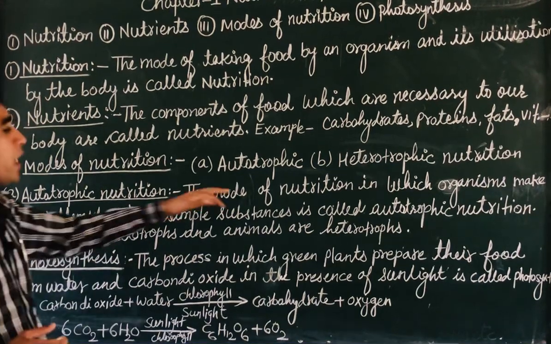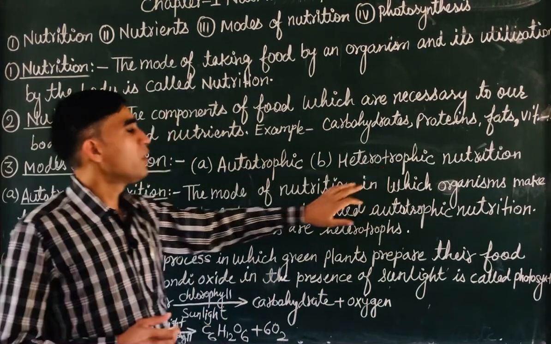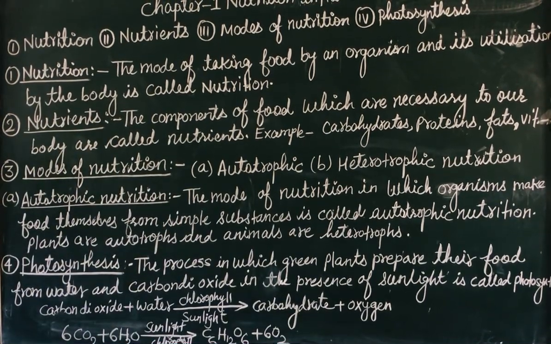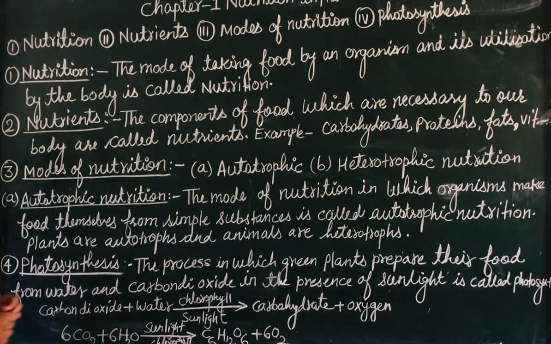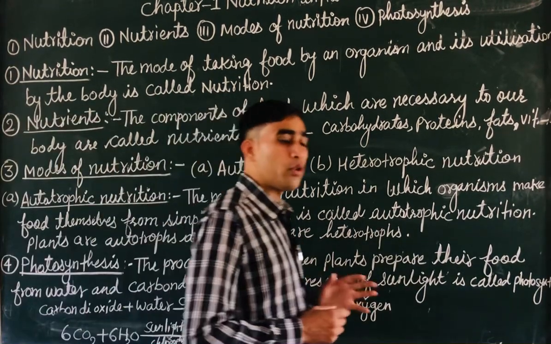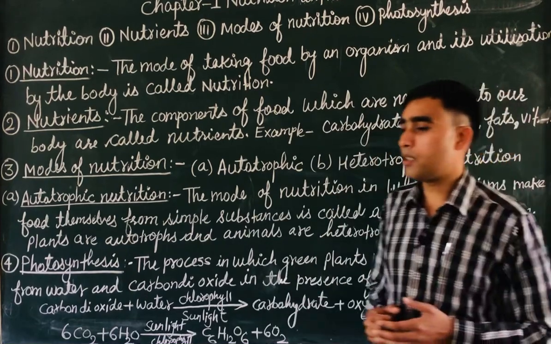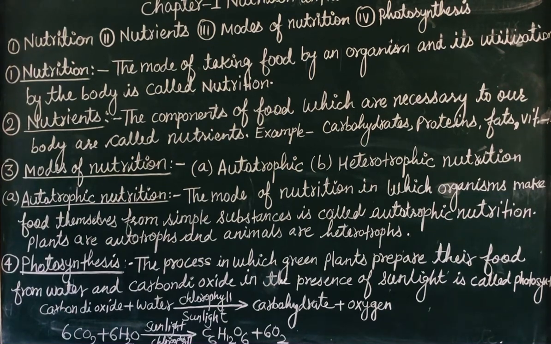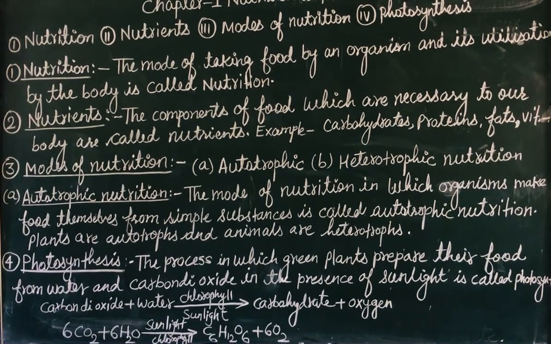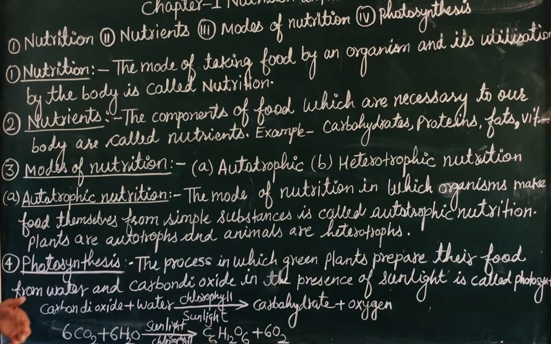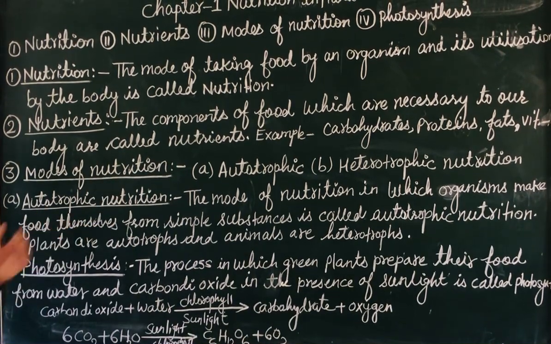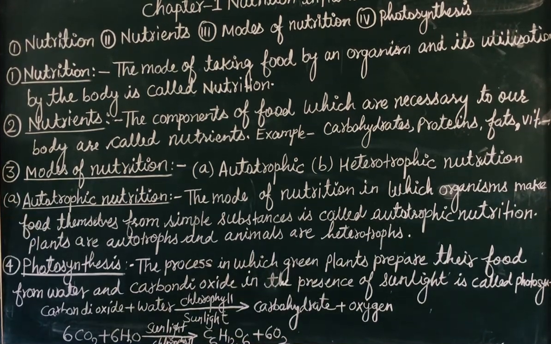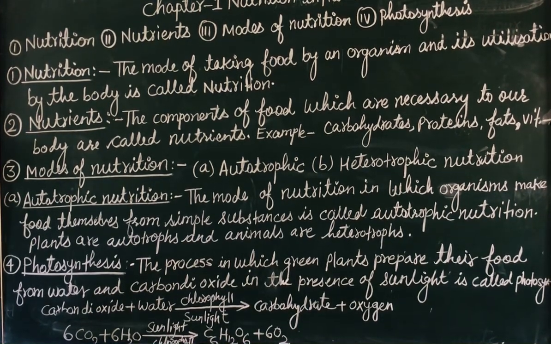Second, that is heterotrophic nutrition. Heterotrophic nutrition: hetero means others. It is the mode of nutrition in which living organisms cannot prepare their food and they obtain food from plants or maybe other animals. Such a mode of nutrition is known as heterotrophic nutrition. We will learn in detail about heterotrophic nutrition when we complete autotrophic nutrition. So now we will see autotrophic nutrition in detail.